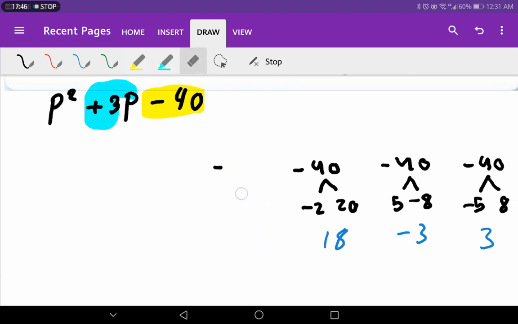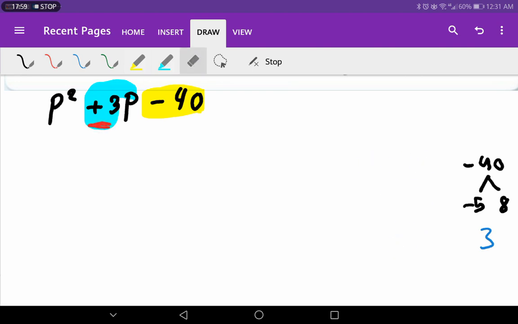No, it is not 18. I need what? Remember what I need. Positive 3. Yes, teacher, we know, we are not kids. So what are the factors, my dear student? The factors are negative 5 and 8.